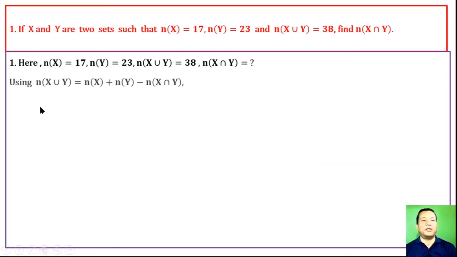Mathematically, we have to use n of x union y is equal to n of x plus n of y minus n of x intersection y. Using this formula and putting respective values, for x union y we put 38, for n of x we substitute 17, for n of y we substitute 23, minus n of x intersection y, which is to be found out. Solving, we get 40 minus 38, that is 2, which is the value of n of x intersection y.